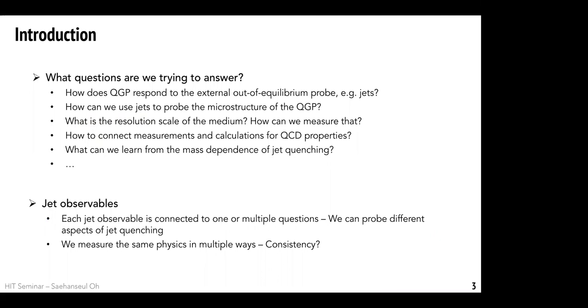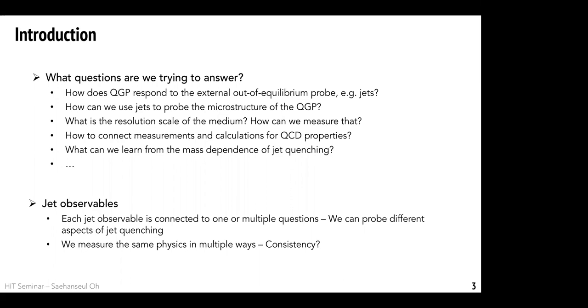Those questions are listed here, so I'll just read them out loud. How does the QGP respond to an external out-of-equilibrium probe? How can we use jets to probe the microstructure of the QGP? What is the resolution scale of the medium and how can we measure that? And how do we connect measurements and calculations for QCD properties, and what can we learn from the mass dependence of jet quenching, and so on.